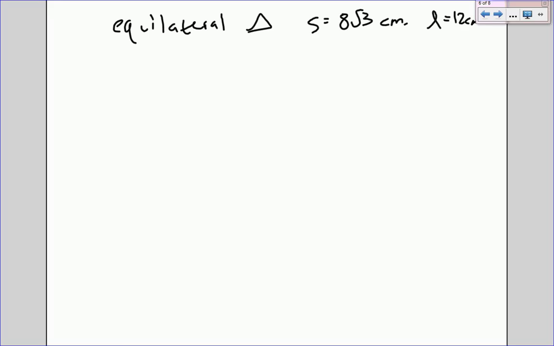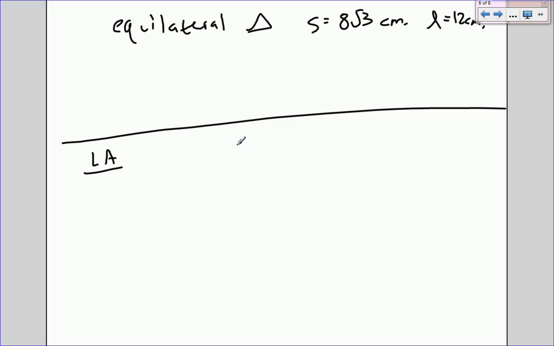So let's try out some examples. Let's say we have an equilateral triangle as the base of a pyramid. The side length is 8 root 3 centimeters, and the slant height is 12 centimeters. And I want to know what the lateral area is, what the surface area is, and what the volume is.